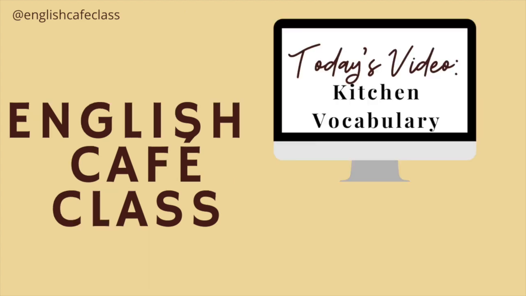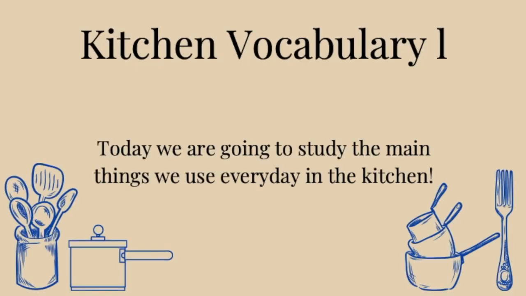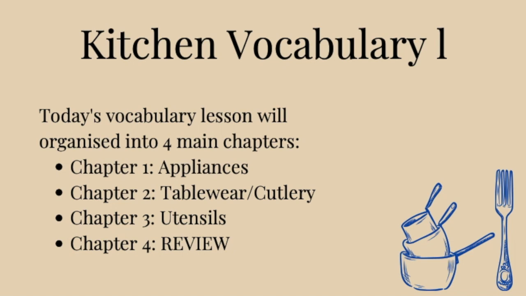Today's video is going to be on kitchen vocabulary. Let's get started. Today we are going to study the main things we use every day in the kitchen. Today's unit will be broken down into 4 chapters. First chapter is appliances. The second chapter is tableware and cutlery. The third chapter is utensils. And the fourth chapter is a review.